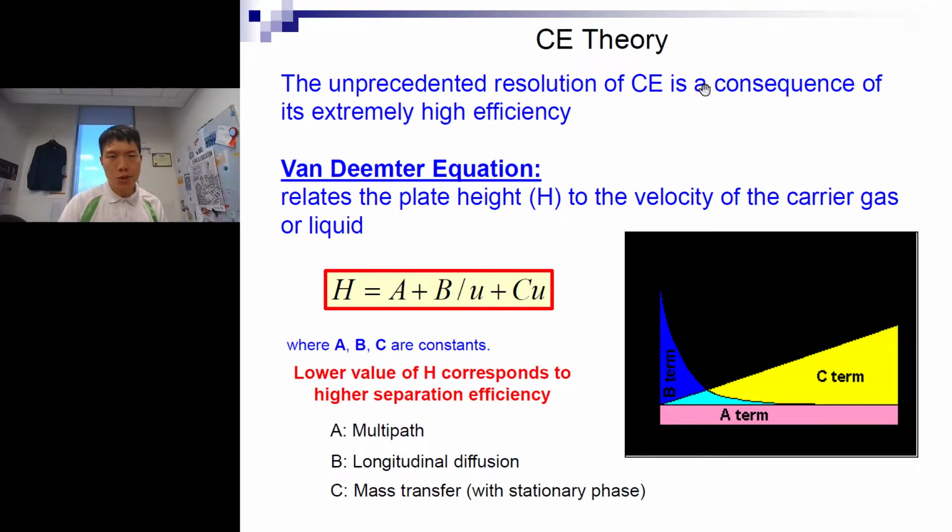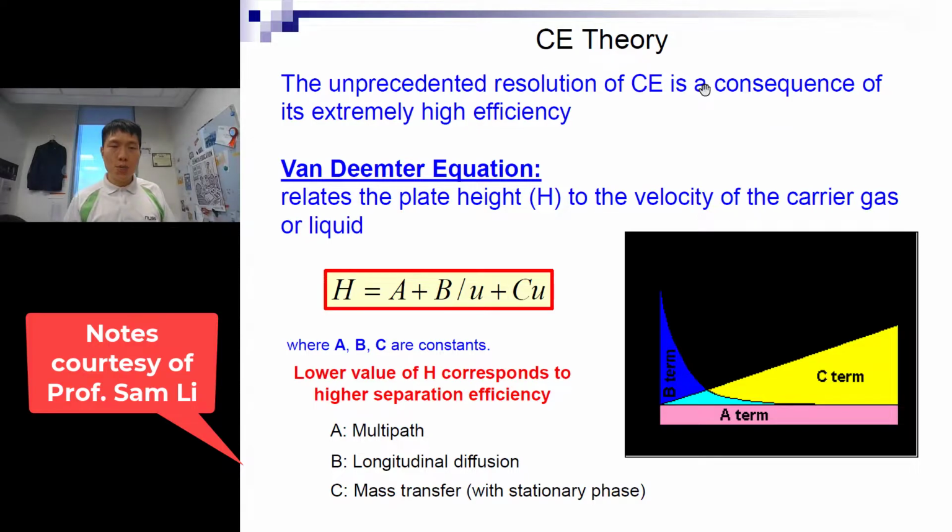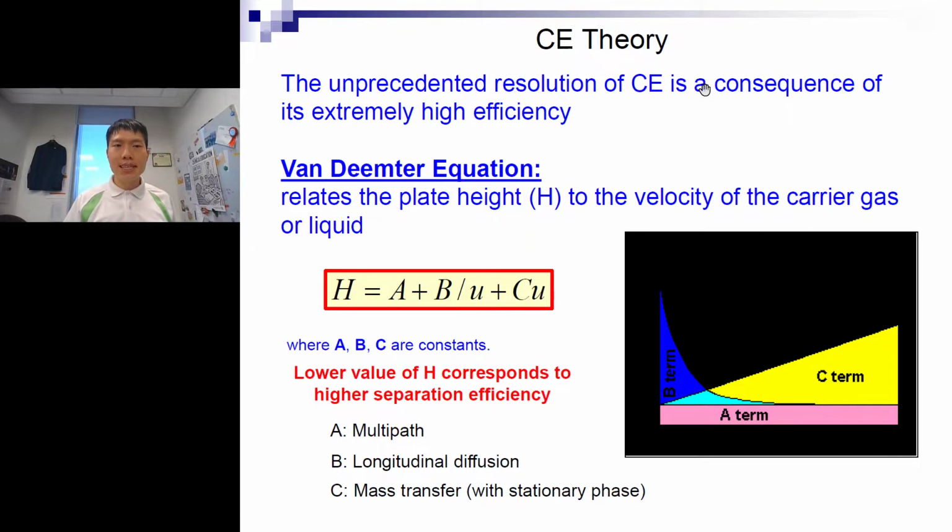Now we know that CE is also part of analytical chemistry. We use the plate theory, and we talk about the plate theory in HPLC and GC. We have this very famous classical Van Deemter's equation plot, right? So why does CE have a high efficiency? We talk about the plate height, and we establish a relationship with the velocity of the carrier gas or liquid. This is what the Van Deemter equation talks about.